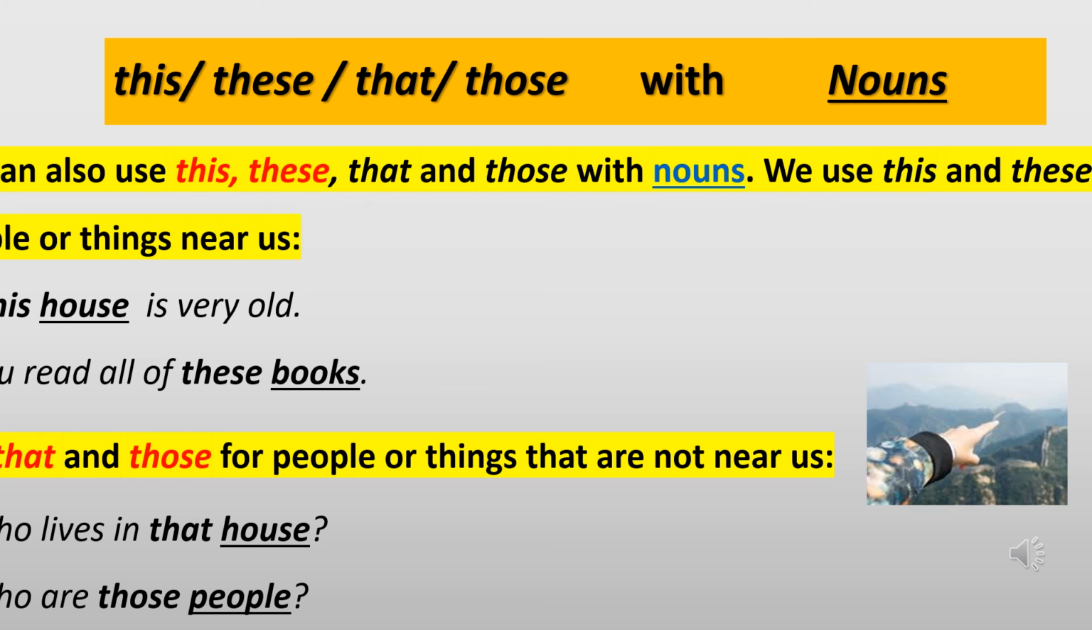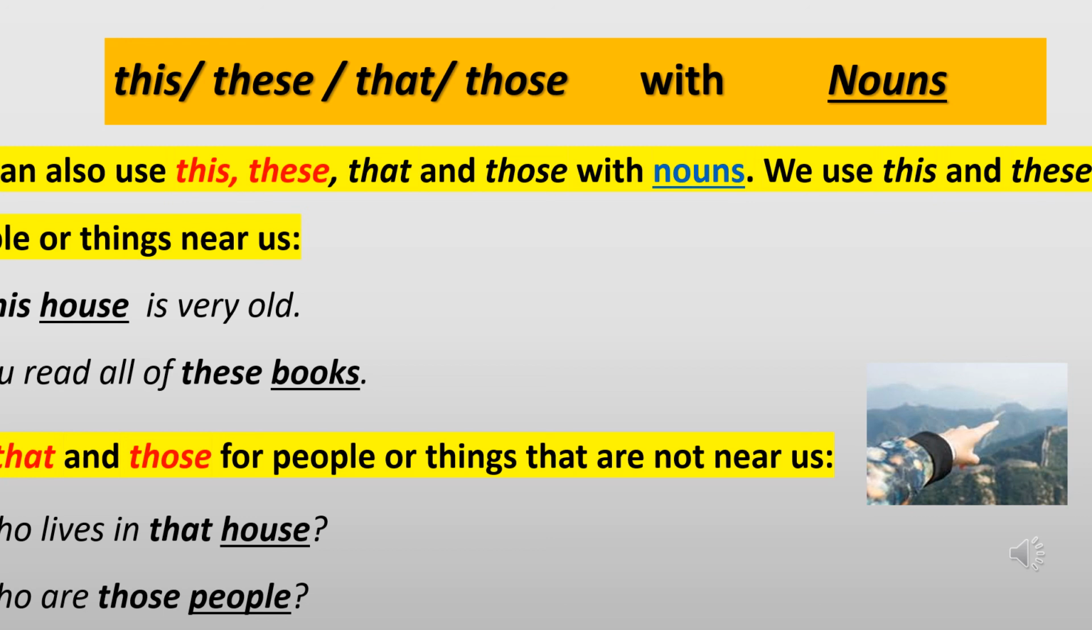مثلاً this house is very old. I'm told this house is very old. This house is close to me, is near me. You read all of these books. These books are near us. So, إذا نحن نتحدث عن المنزل أو الكتب التي هي قريبة منا.